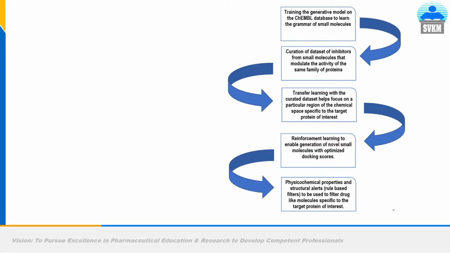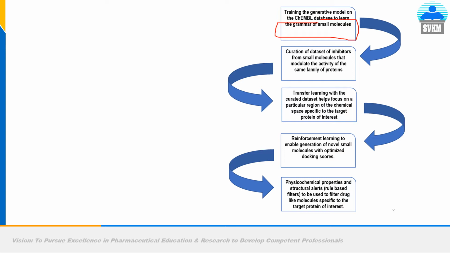So this is the flow chart of how to go for de novo drug discovery using deep learning models. Training the generative model on ChEMBL or other databases like ZINC database or DrugBank or PubChem to learn the grammar of a small molecule. What is the meaning of grammar of a small molecule? That is how drug like molecules are different from non-drug like molecules, as simple as that.